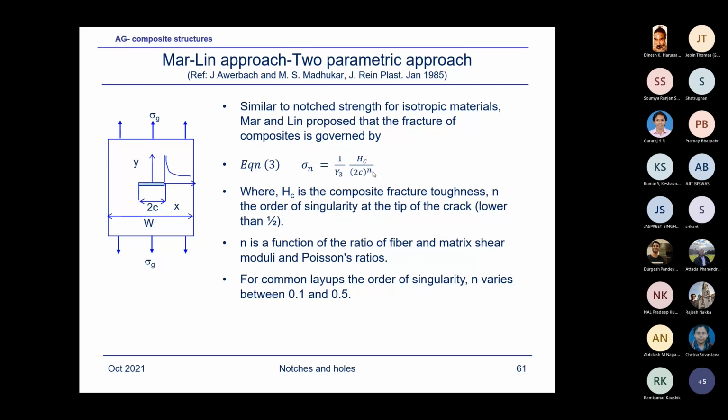So that means, because these are all empirical, we have to validate. There's no theory behind it. You can't determine this N and SC by theory. That means you have to determine them by test, similar to point stress. So you have to test the coupons in order to determine these parameters. For common layups, the order of singularity N varies between 0.1 and 0.5.